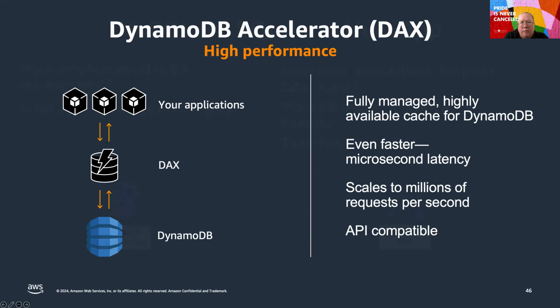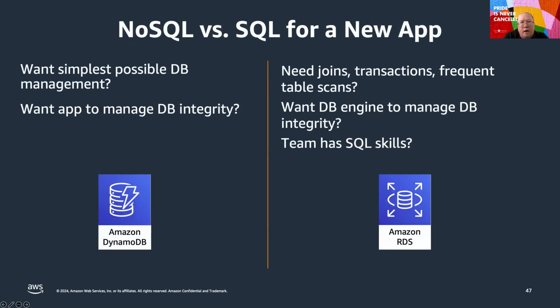So let's start with a really simple example. If you want to have the simplest database management possible, it's most likely non-relational, so key value pair. If you want to use your application, so basically use your code to mainly manage the database integrity, in that scenario, most likely you will choose non-relational.